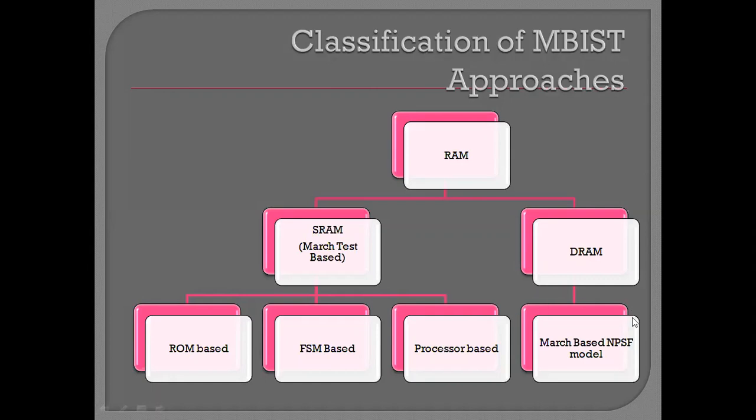जो DRAM है, DRAM is also using March algorithm only, but इसमें neighbor pattern sensitive fault based model use होता है. So it is again March based, but the model of that is transition model जो आप use करते हो या state model use करते हो, वो neighboring pattern sensitive faults का use करते हो. Why? Because DRAM is dynamic, so fair possibility कि आपकी memory cell एक साथ वाले से affect हो सकता है. So that has to be detected. That is very important. So DRAM is based on that.